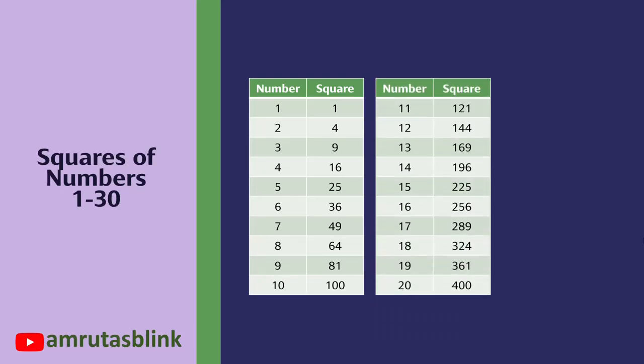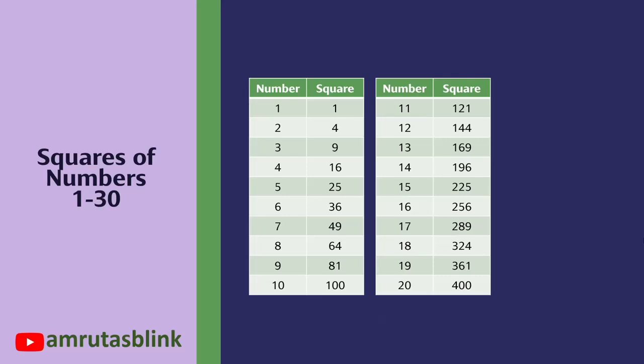Now we'll see squares of numbers from 11 to 20. 11 square is 121, 12 square is 144, 13 square is 169, 14 square is 196, 15 square is 225, 16 square is 16 into 16, that is 256, 17 square is 289, 18 square is 324, 19 square is 361, 20 square is 400.